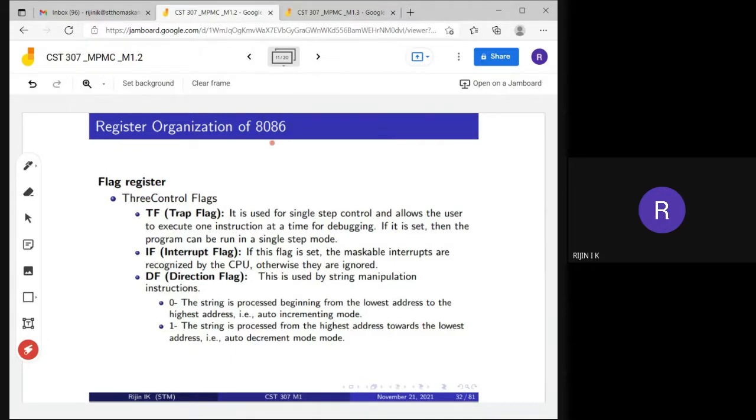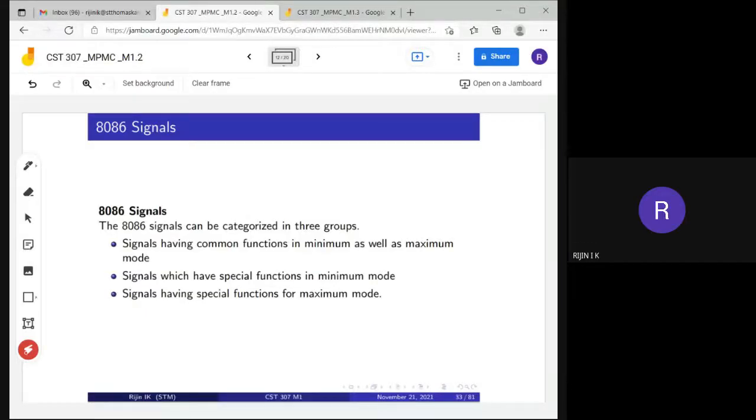So that's all about the register organization. Okay, our next topic is signals of 8086. We can classify or categorize the 8086 signals into 3 groups.